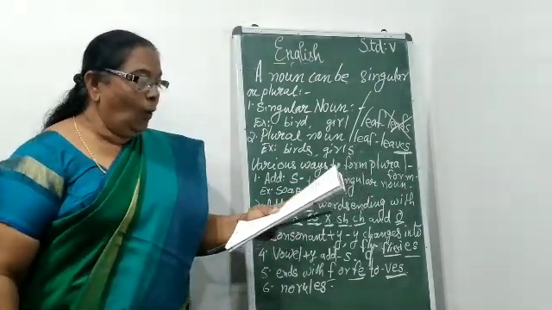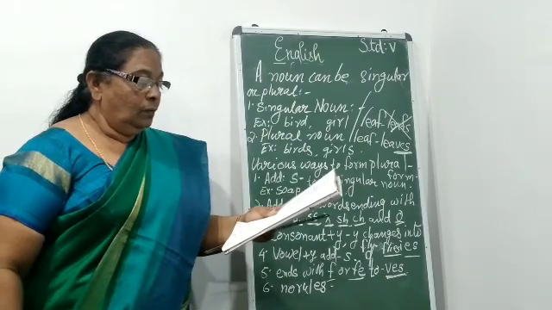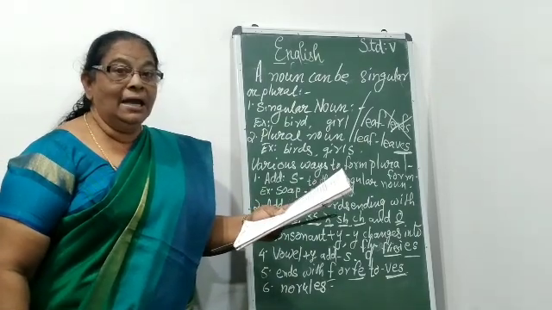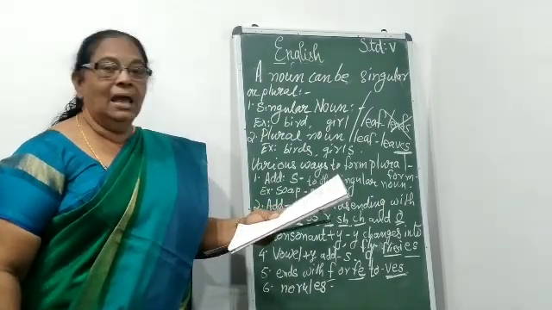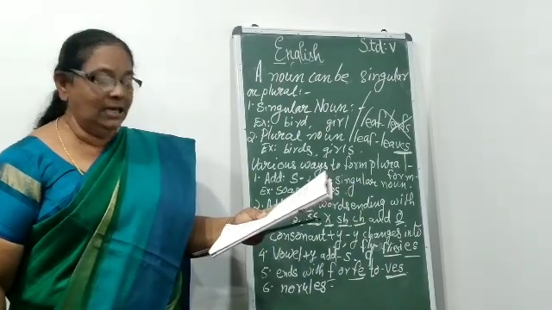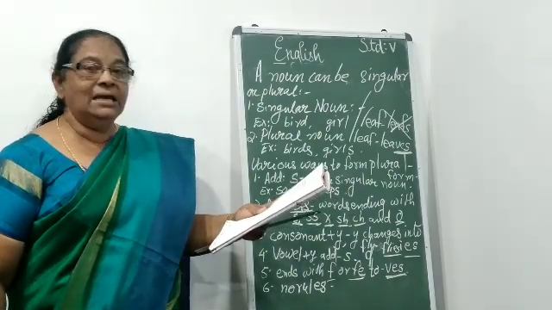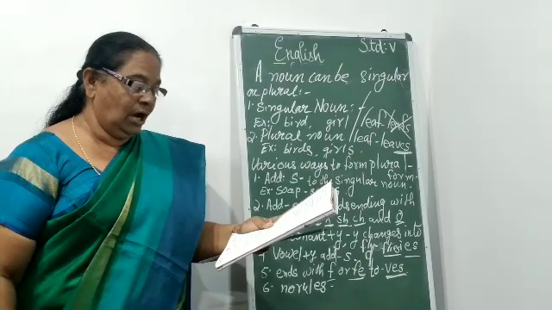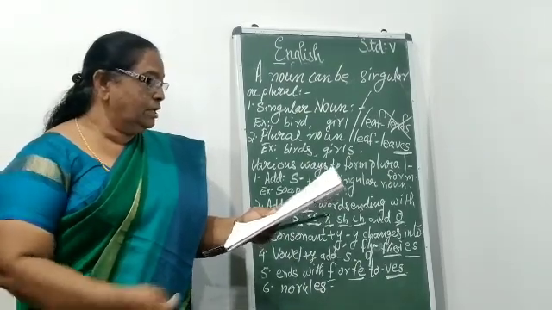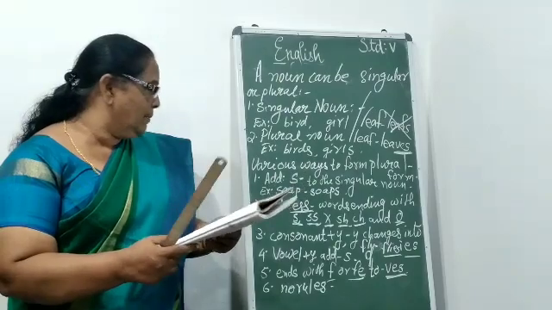Then, like knife, knives, K-N-I-V-E-S. Wife, W-I-V-E-S. Like thief, T-H-I-E-F, T-H-I-E-V-E-S, thieves. We have to write. Okay. So these are the main rules you have to remember.